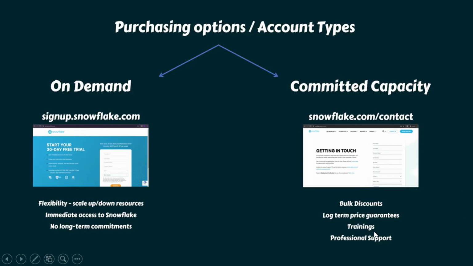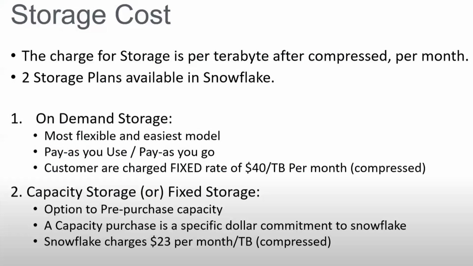But this has some benefits, like bulk discounts, long-term price guarantees, free trainings, and professional support from the Snowflake team. But here you need to manage everything. On-demand storage and capacity storage are two different accounts. On demand is $40 per terabyte per month, and capacity storage is $23 per terabyte per month. That is the cost. You need to reach out to the Snowflake team to use this when you really require it.